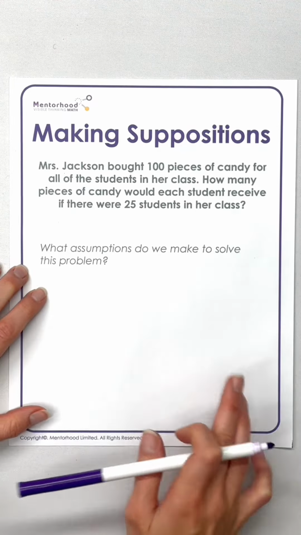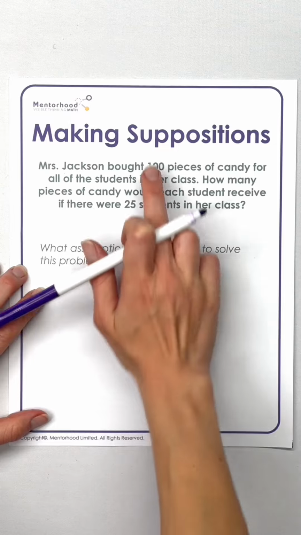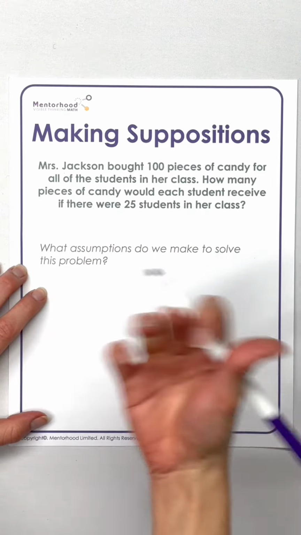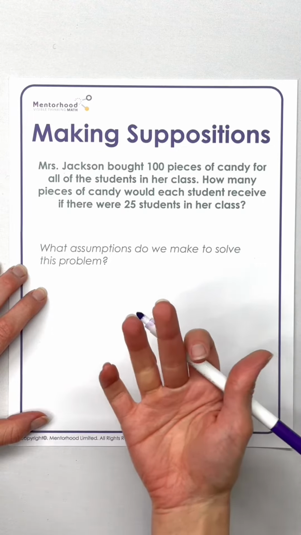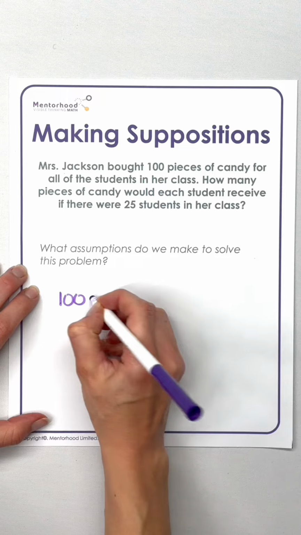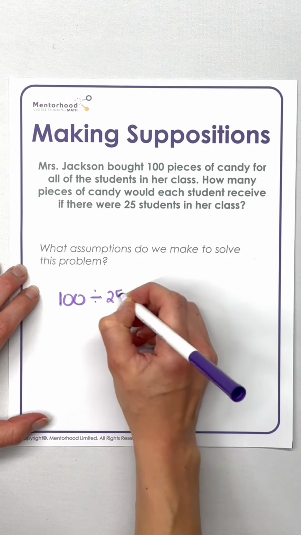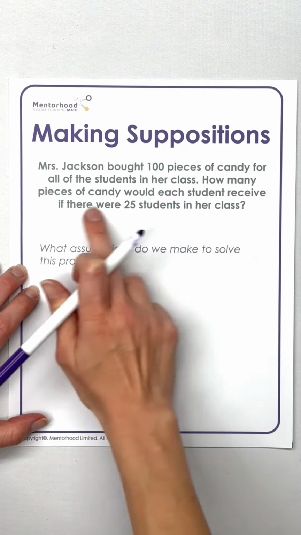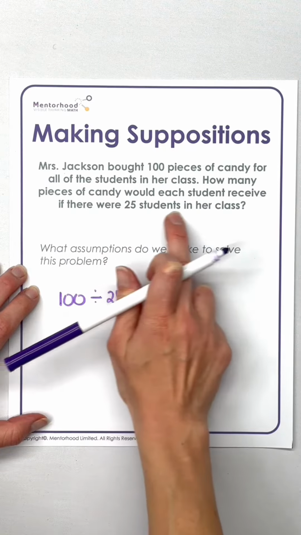Okay, so when you immediately look at the problem, you think, well, there's 100 pieces of candy and 25 students, so I'm splitting that 100 pieces of candy among 25 students equally. So that would be 100 divided by 25. Now, what assumption are we making in doing that? Each student receive if there were 25 students in her class.